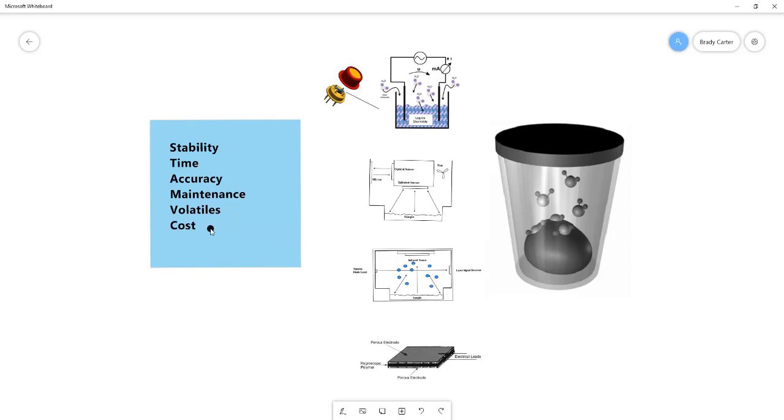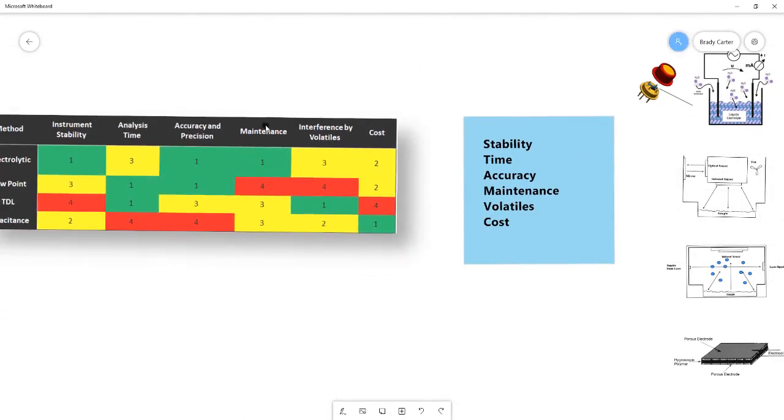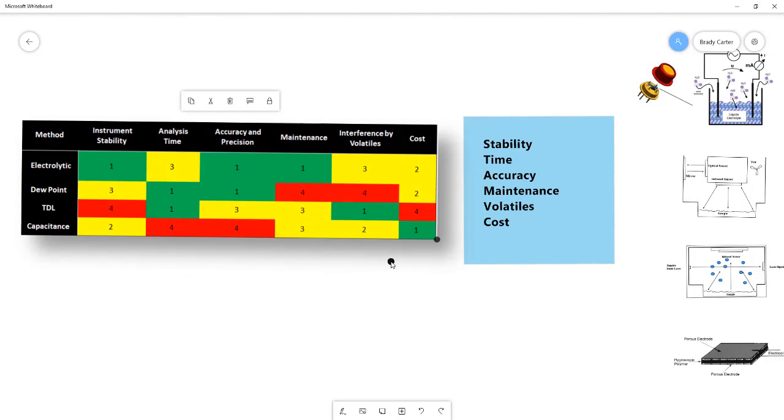And then finally, with cost, each of these instruments has a range of instruments available that cover the cost range from low to high. So it's not as big of a distinguishing factor, although the TDL tends to be the most expensive technology, while the capacitance method is the cheapest technology. But there are options of each depending on what features they have and the accuracy level within all those price ranges.